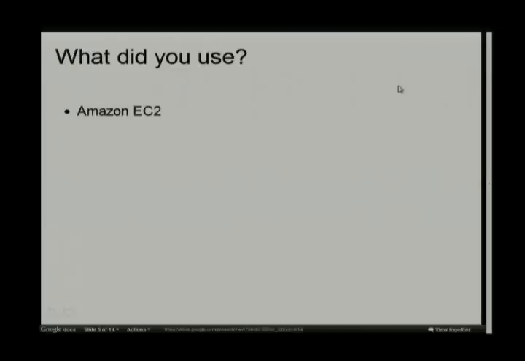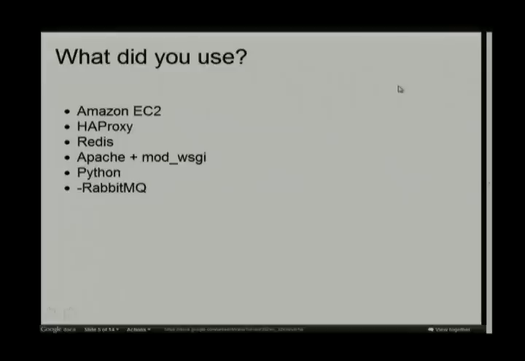So what did we use? Well, we used Amazon EC2 for hosting. We used a bit of HAProxy for load balancing. We used Redis for almost everything. We used Apache mod_wsgi for our Python servers. Obviously, we used a bit of Python. We had used RabbitMQ for a brief period, but it turns out that RabbitMQ had some issues in that it would crash if you wrote too much to it. And for us, too much to it was 200 to 300 messages a second, which is kind of preposterous.